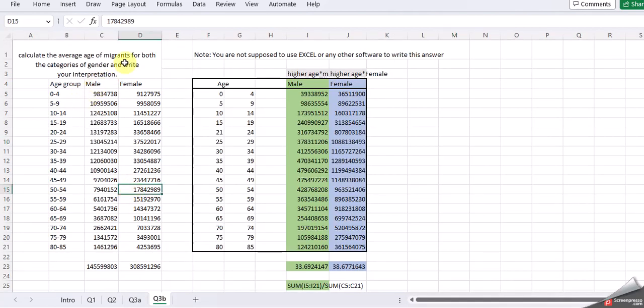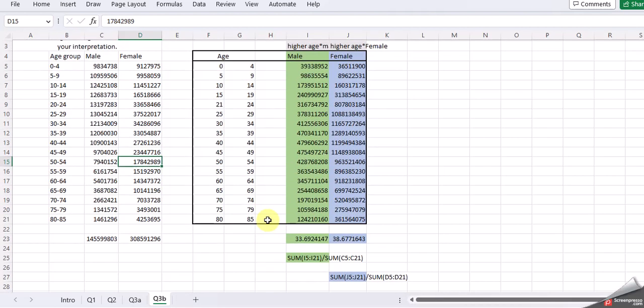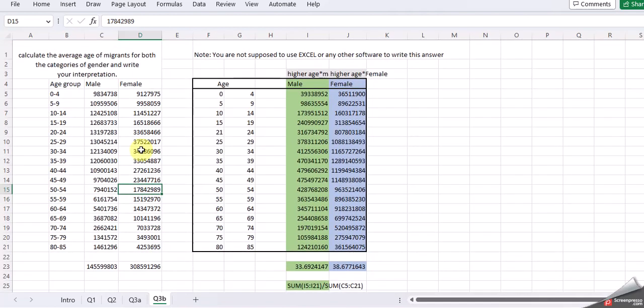Here in this particular one, the question is asking us not to use any Excel or software to directly get the answer. So I'm just going to give you a little formula which will help. You have to write it in a very detailed form. Of course, this problem has a different way of solving also. I'll show you one of the easiest I found. Calculate the average age of migrants for both the categories of gender and write your interpretation.